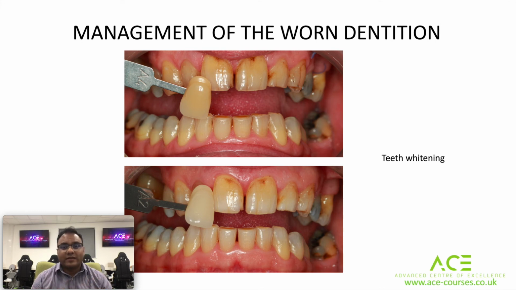Once the teeth whitening procedure was completed and he was happy, we then embarked on starting the composite build-ups of the anterior teeth from canine to canine.